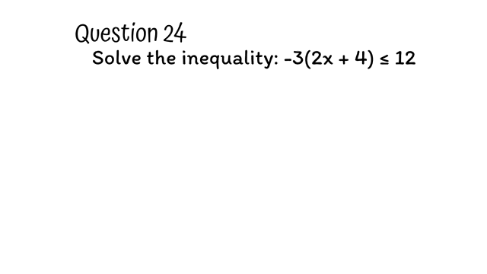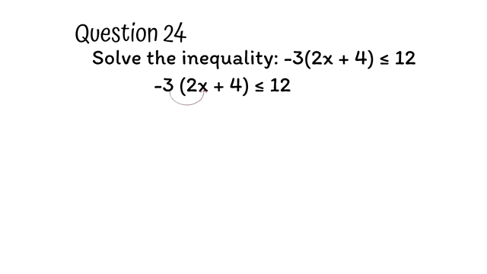Question 24. Solve the inequality negative 3 times 2x plus 4 less than or equal to 12. Inequalities are always simple to work by following the order of operations in solving mathematical equations. We have negative 3 times 2x plus 4 less than or equal to 12. By order of operation, expand the parenthesis. Use the negative 3 to multiply each of the terms in the parenthesis.